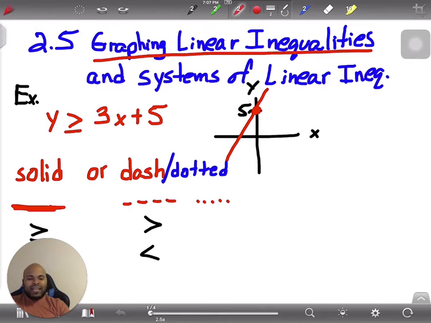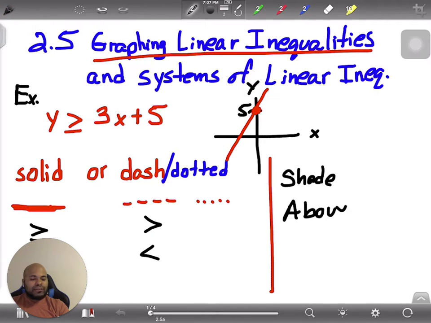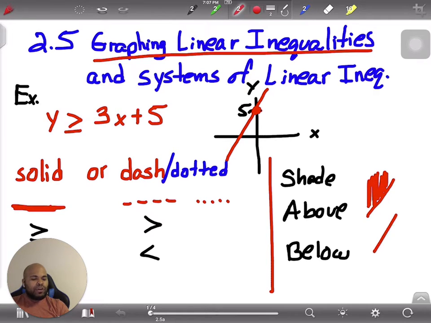All right, now that we graphed the line, this is still not done because then I need to decide, do I shade above or below? What do I mean by that? When I graph, am I going to shade above the line or below the line? Because when I'm looking at the solution of an inequality, the points on the line are no longer the only points, but it's a half of a plane. For example, because this says greater than, I'm going to shade above.